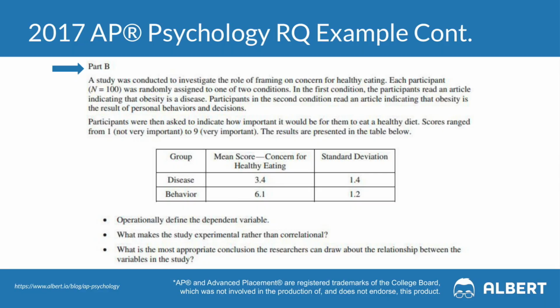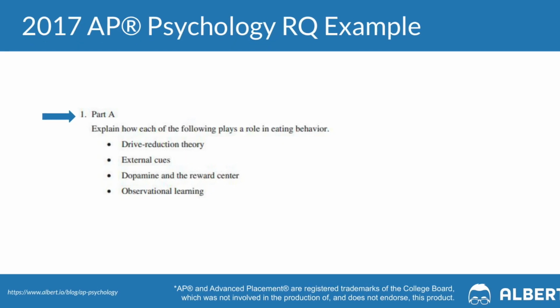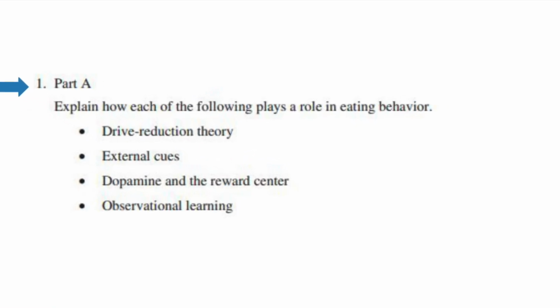The same goes in 2017, in which in this year's exam, what was given was a table of data, and then the student had to interpret that as well as talk about some of the variables that were being assessed in the respective scenario presented. Something to notice when it comes to the research question is that one section is always dedicated to data analysis, whereas the other section is very similar to a concept application question.